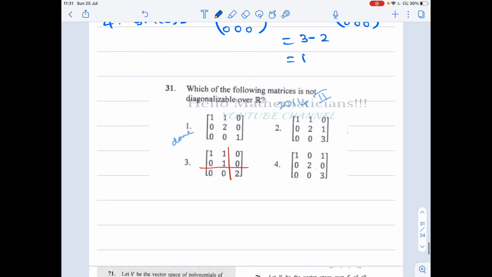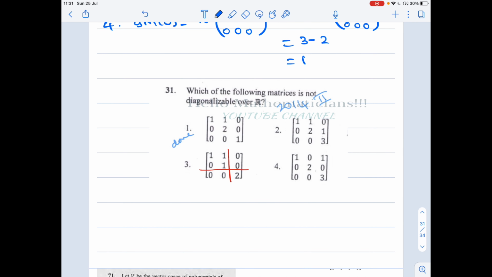Okay, so let's do a few more problems. Which of the following matrices is not diagonalizable over R? So it is a part B problem. So very much you have to answer instantly. Like you cannot spend more time.